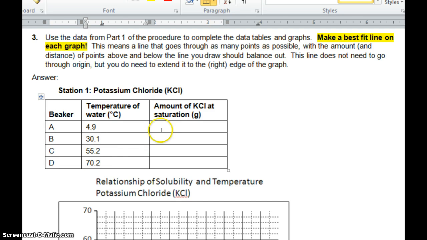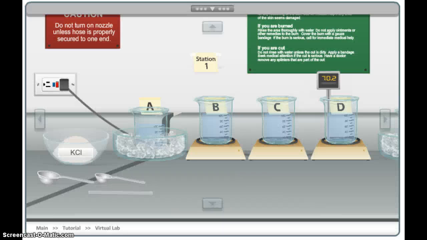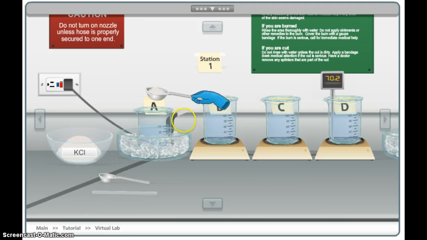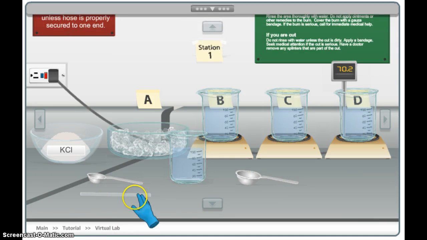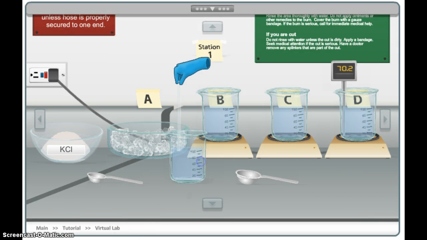So if it's getting warmer, do you think the same amount will dissolve in each? Do you think that the most will dissolve when it's cold? Do you think that the most will dissolve when it's warm? All right, so let's see what we got. We're just going to do scoops. Oops. And I got to take this out so we can see it. So I'm going to stir it up. And if you notice, there was stuff at the bottom, and now it dissolved.